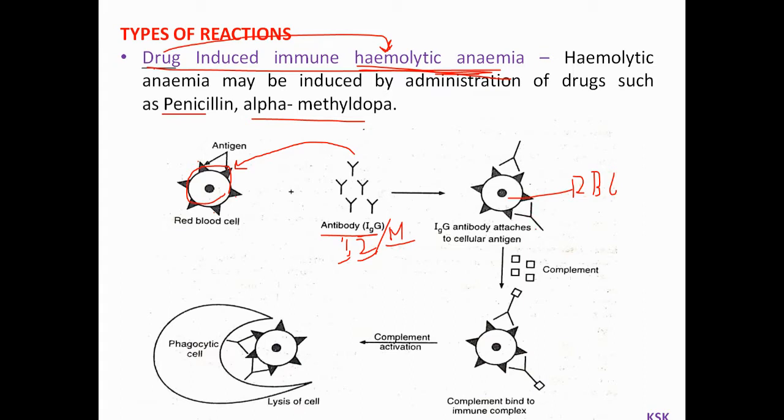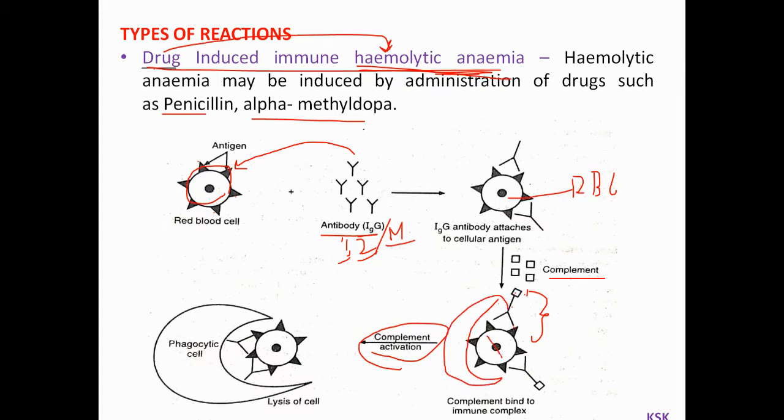Then the complement attaches to this antigen antibody complex. Now the antigen antibody and complement complex is formed. Whenever this complex is formed, the complement gets activated, and this complement activation immediately causes the lysis of this cell.